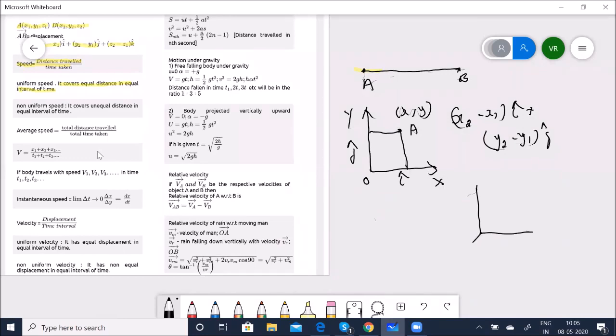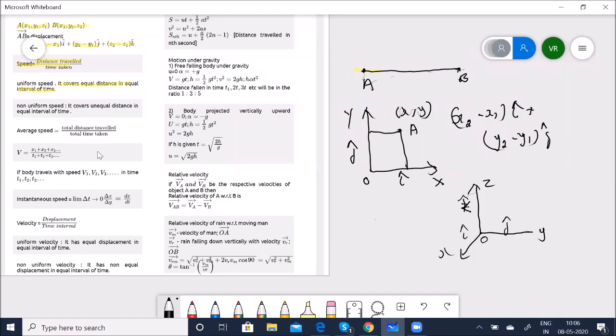Now I can draw the diagram like this. It has all the 3 axes: x-axis, y-axis, and z-axis. Let this be the origin. Along the x-axis, it is the i vector. Along the y-axis, it is the j vector, and along the z-axis, it is the k vector. Sorry, the k vector.